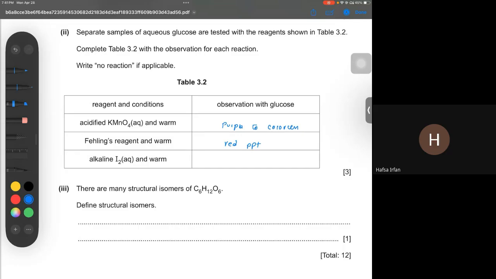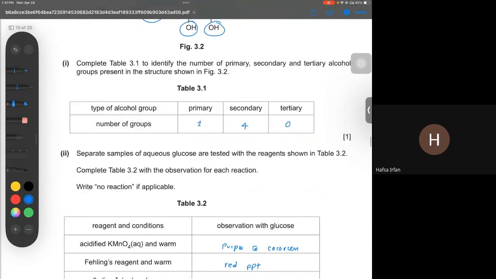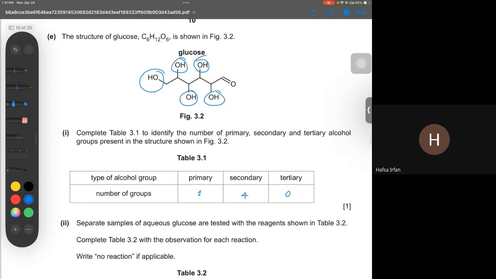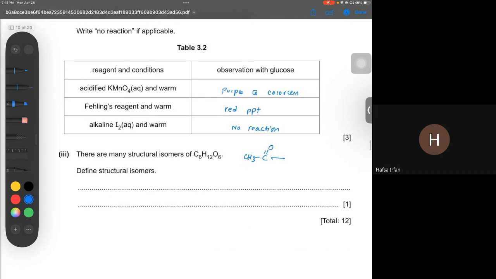Alkaline aqueous iodine. For the alkaline aqueous iodine, we must have this group. There is no such group in this. And if we had this one, it would give us a positive test. So I would write there is no reaction.